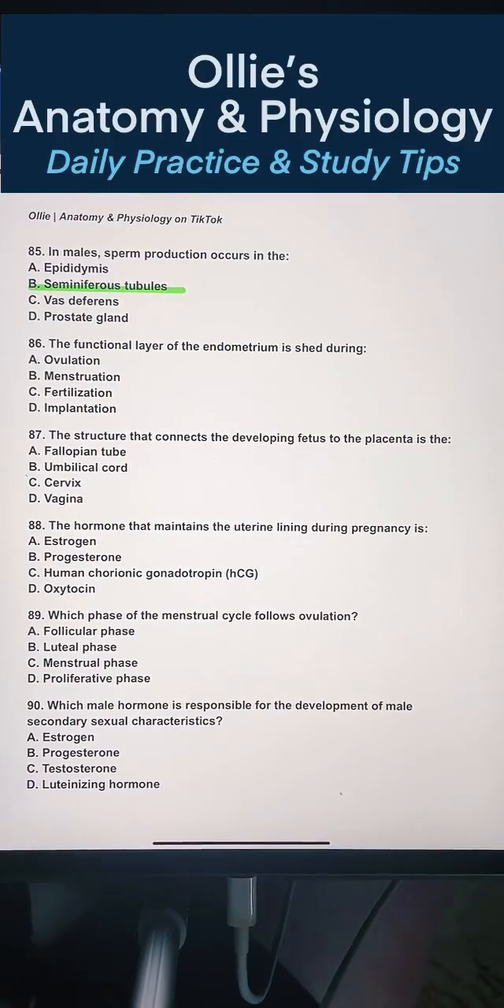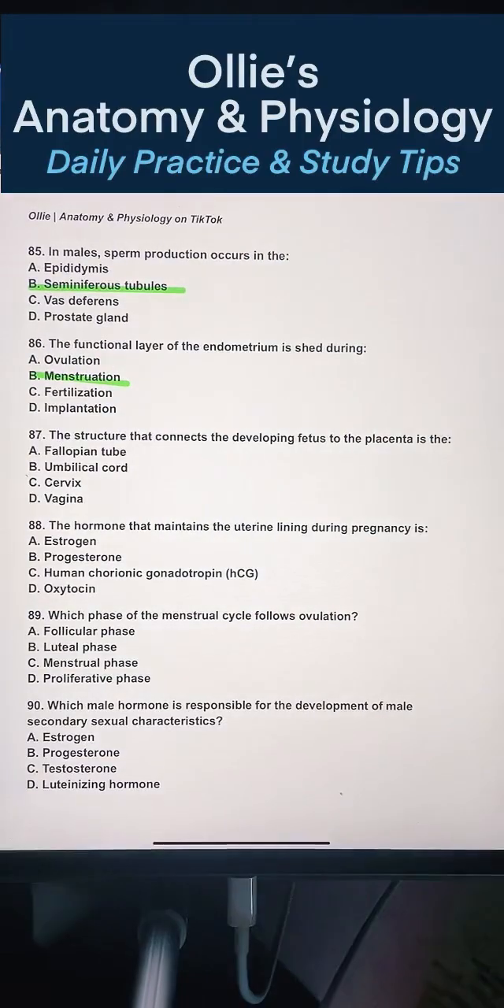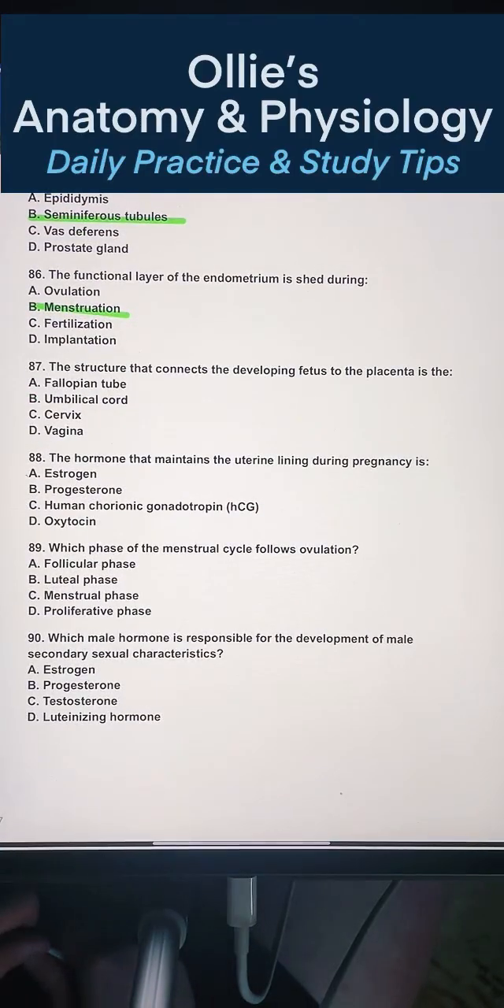But 86, the answer is B. It is menstruation. The functional layer is shed if no pregnancy occurs, causing menstruation. Ovulation is egg release. Fertilization occurs after ovulation. No shedding there. Implantation is when the embryo attaches to the endometrium. So no shedding. 87. The structure that connects the developing fetus to the placenta is the what?